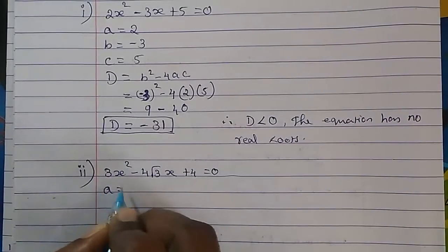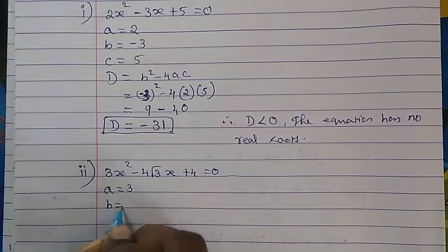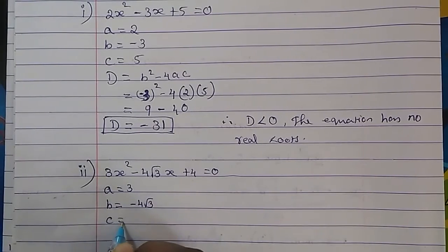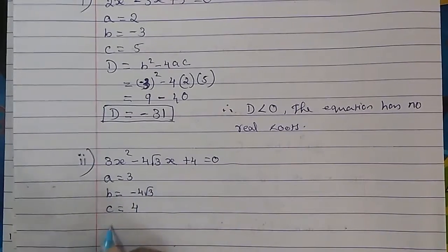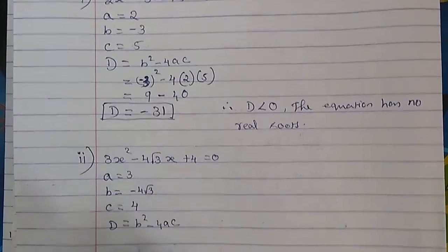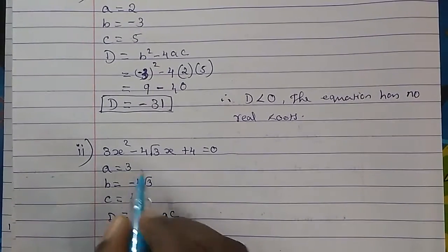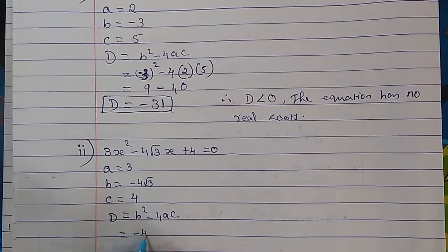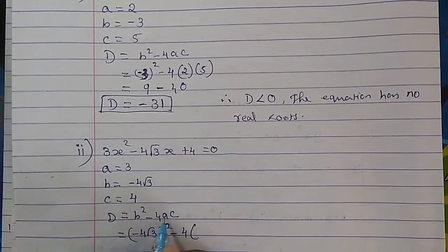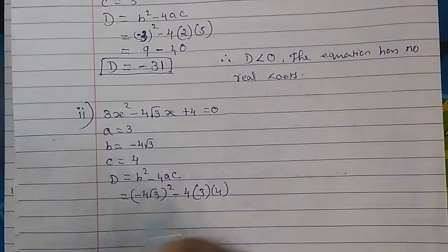Let's write down a is 3, b is minus 4 root 3 and c is 4. Let's find the d value, that is b square minus 4ac. So b square is, b is minus 4 root 3 whole square minus 4, a is 3 and c is 4.